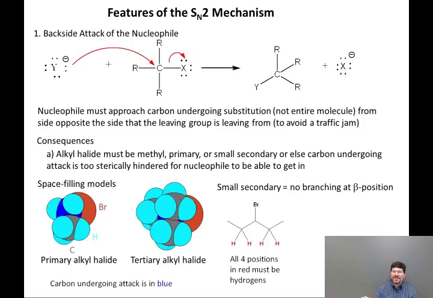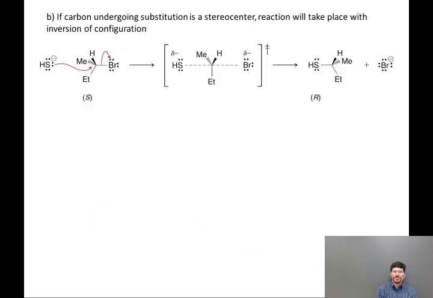Okay, what's the beta position? The carbon containing the leaving group we call the alpha carbon. Then the next carbon over on either side is the beta carbon. So all four substituents at the beta positions, which are indicated in red in this structure, must be hydrogens. Okay, you can still have one group on each of the beta carbons that's longer, but there have to be two hydrogens on each of those carbons to leave enough room for the nucleophile to get in and attack the carbon containing the leaving group.